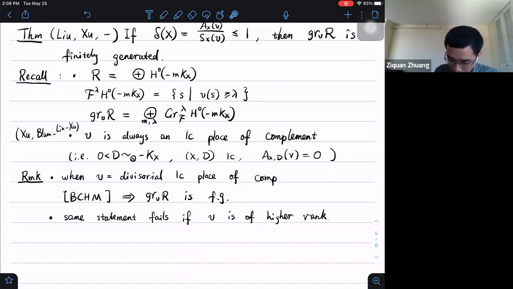Let me finish recalling some of the materials. Since we have an LC place of complement, this valuation, again, as we mentioned last week, is quasi-monomial.